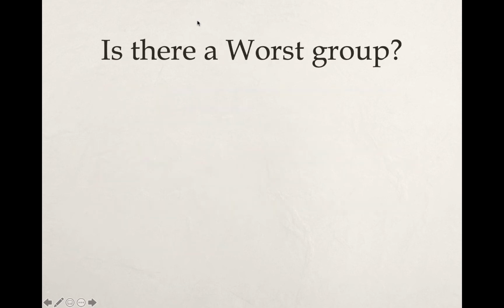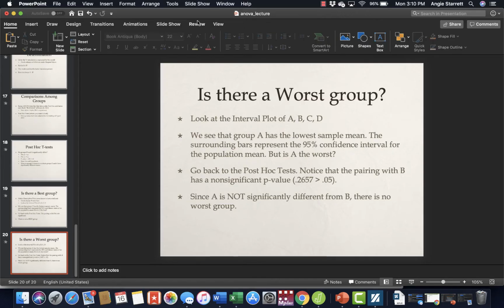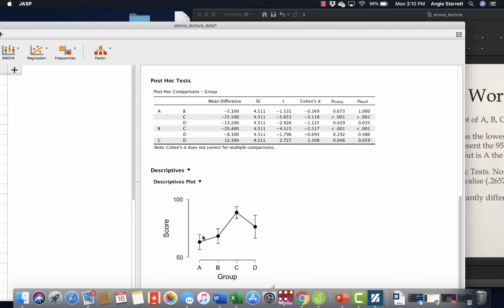All right, is there a worst group? Again, we look at the interval plot. We see that group A has the lowest sample mean. So let's go back over to group A. We see group A has the lowest sample mean, but right away we see that group A's confidence interval overlaps with B and overlaps with D.